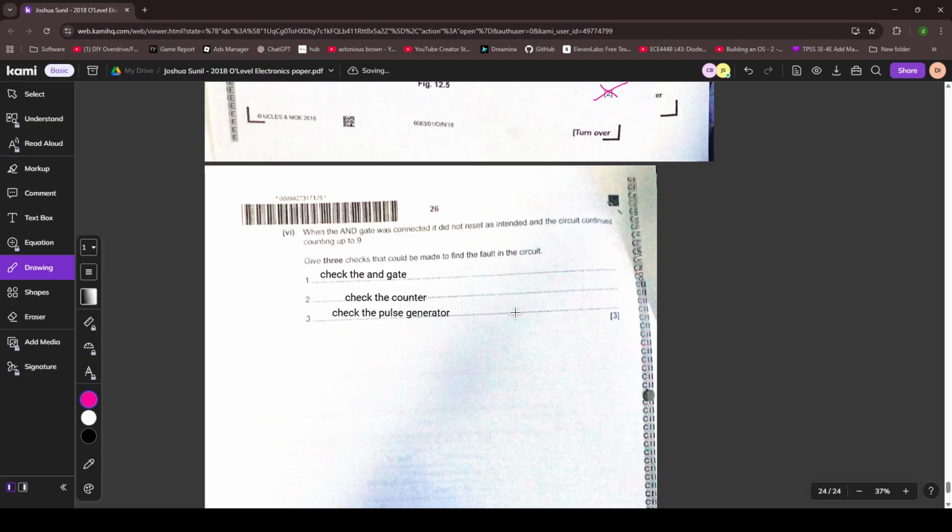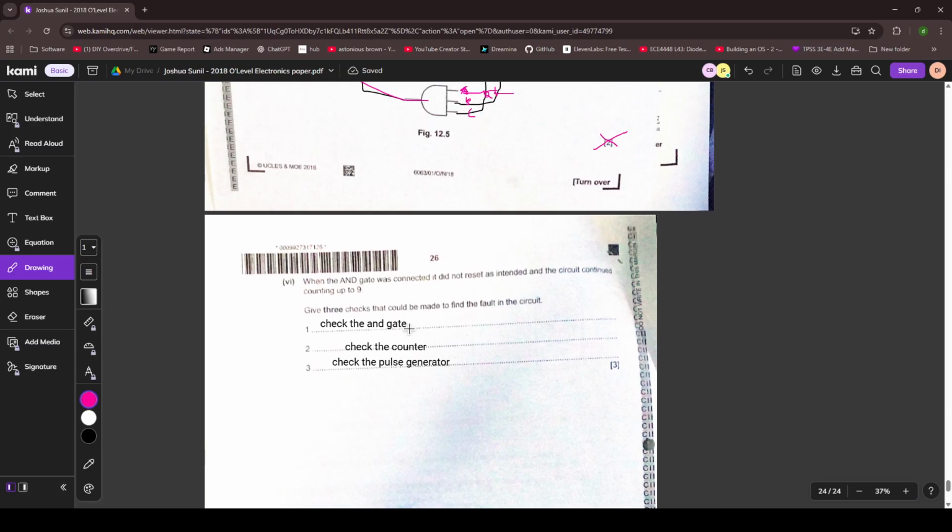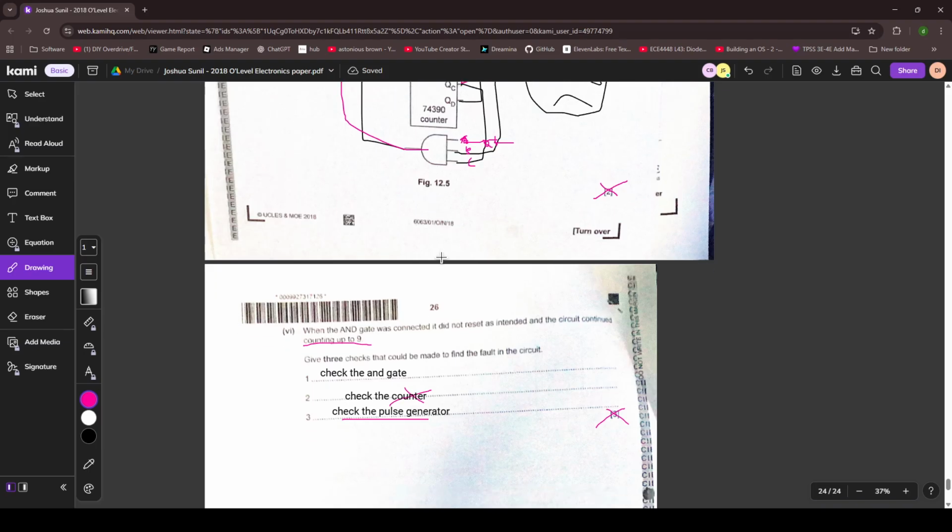When the AND gate was connected, it did not reset as intended, and the circuit continued to count up to 9. 3 checks that they could have made. Check the AND gate. Check the counter. Check the pulse generator. Not bad. Okay, first of all, it can't be the counter because it continued counting up. So there's nothing wrong with the counter. It can't be the pulse generator because the fact that it's counting means that the pulse generator is increasing the count by 1. So it can't be this. Check the AND gate.